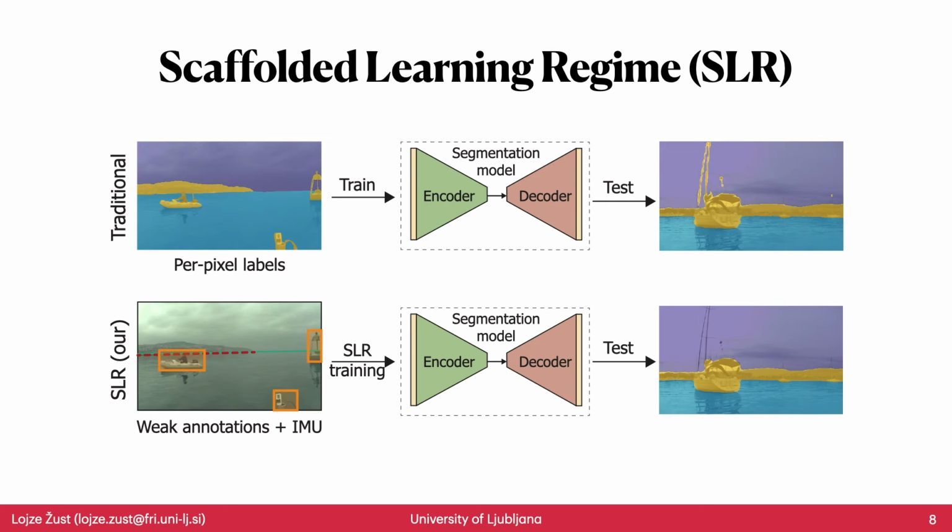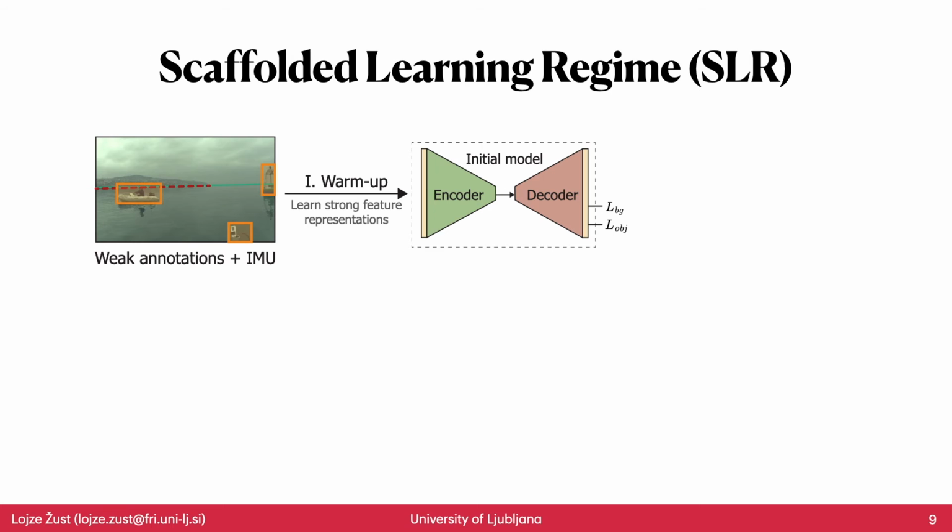To harness these annotations, we propose the Scaffolded Learning Regime, or SLR for short. SLR is able to train full segmentation models using only the proposed weak annotations. It is compatible with most semantic segmentation architectures. SLR operates in three steps.